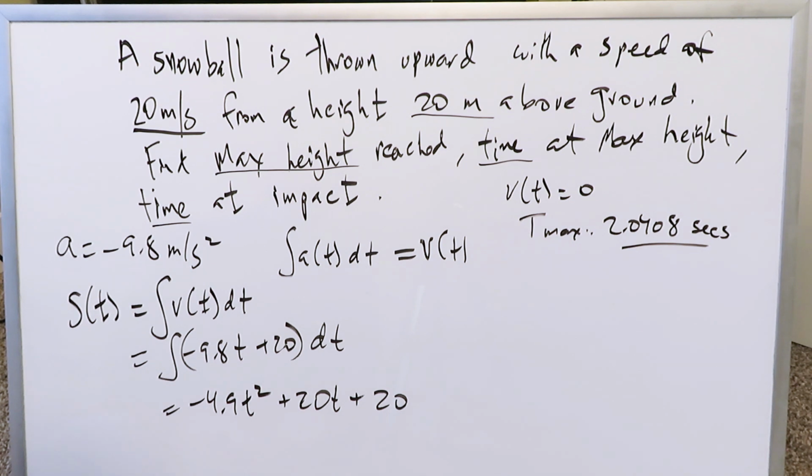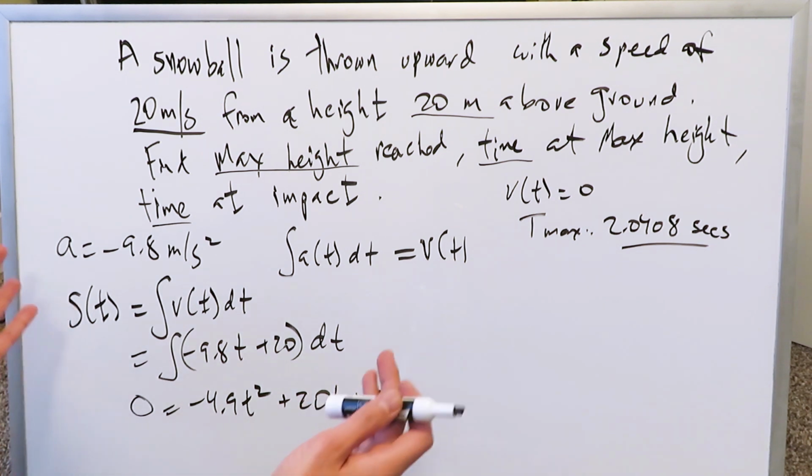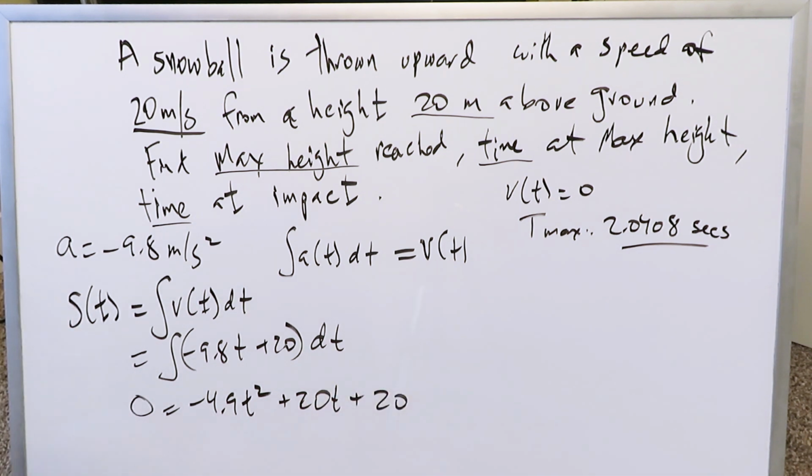What do you know about the time at impact? Meaning the ball has hit the ground. With regards to the position, it should always then equal 0, because now your position will be represented by the numerical value 0 because the ball has hit the ground. You have here a quadratic equation. Everything here boils down in the end to a quadratic equation.